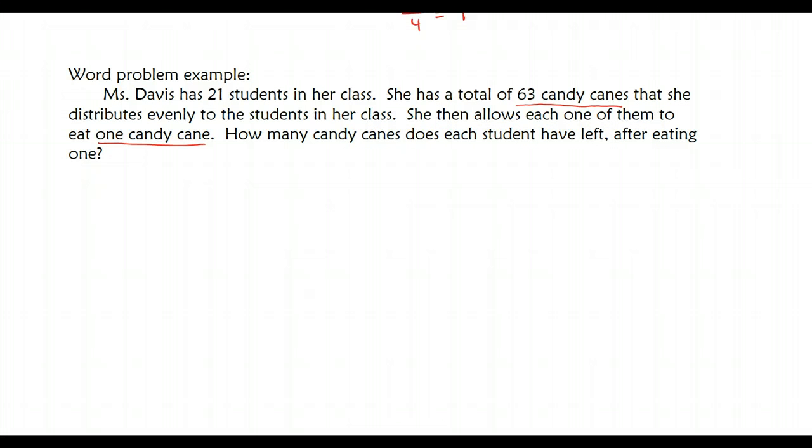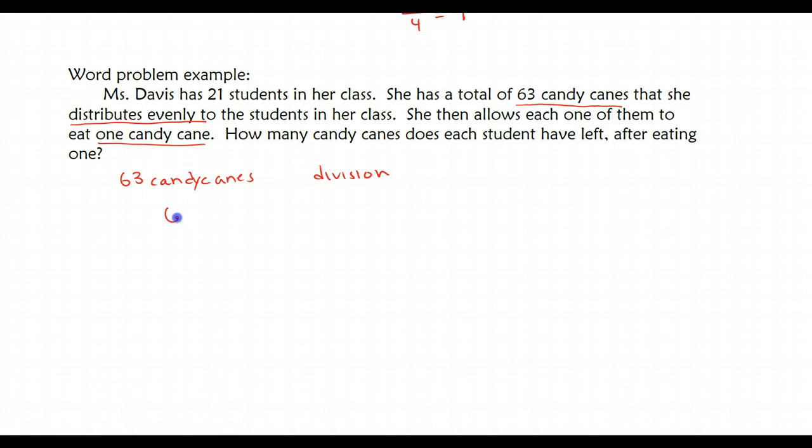Okay, let's write down the important information here. She has 63 candy canes, and she expects to distribute these evenly to her students. So first, let's talk about what that would mean here. To distribute evenly means to divide it amongst her students. So we know that this is going to be a division problem.